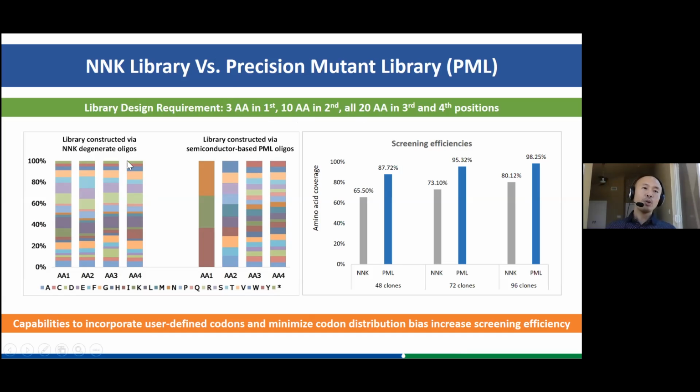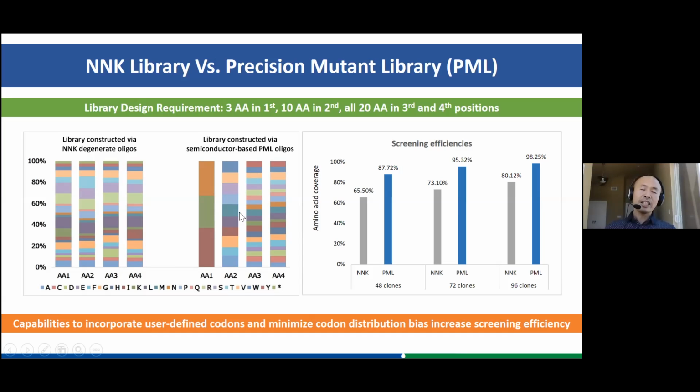As you can see here, you cannot incorporate such a design specification in the library built with NNK degenerate codons. You get all 20 amino acids in the first and second sites, even though you only wanted 3 and 10, meaning that it's going to require a lot more screening efforts to cover the diversity that you want. Whereas for our precision mutant library, you can see that the amino acids are evenly distributed. And also you get exactly what you specify, 3 codons in the first site, 10 codons in the second site, and 20 in each of the 3rd and 4th positions.